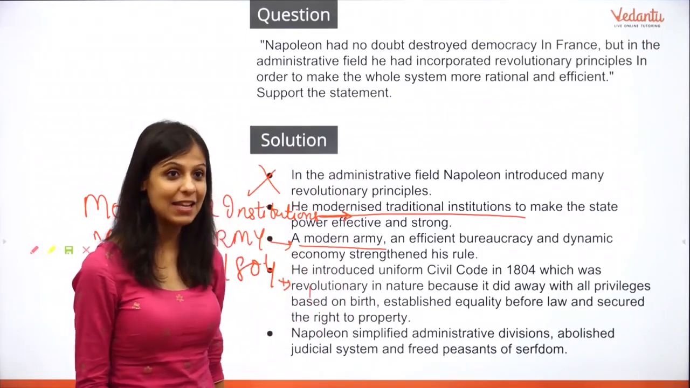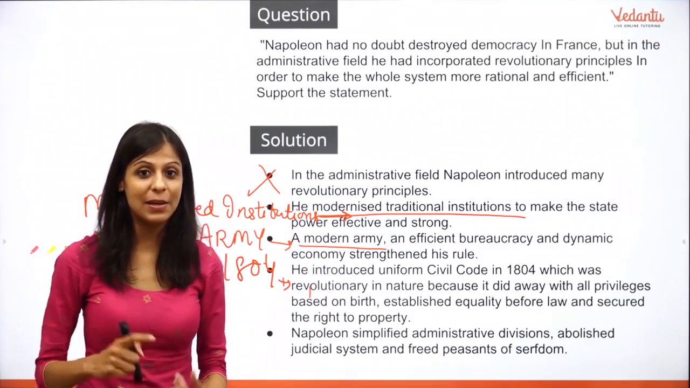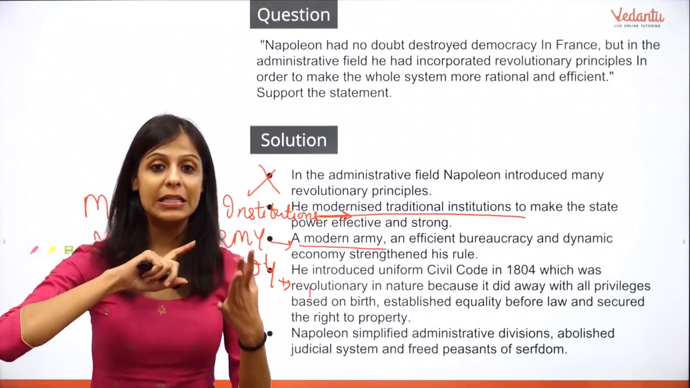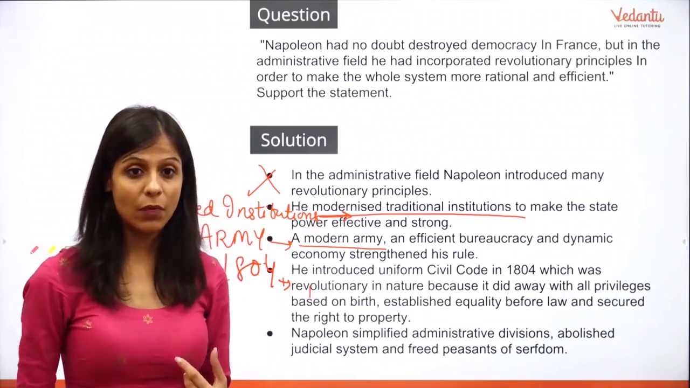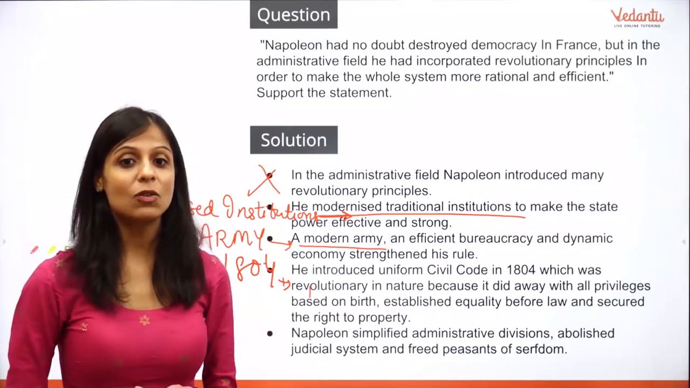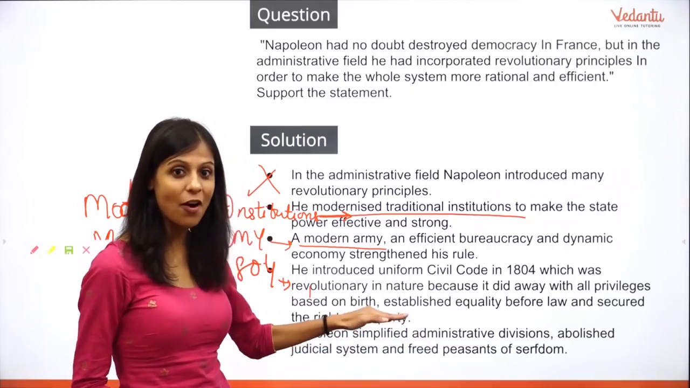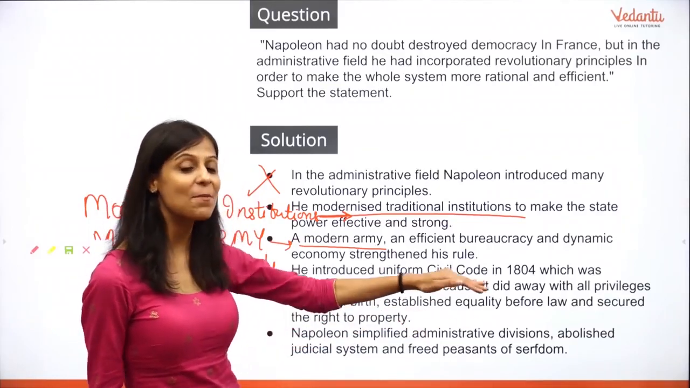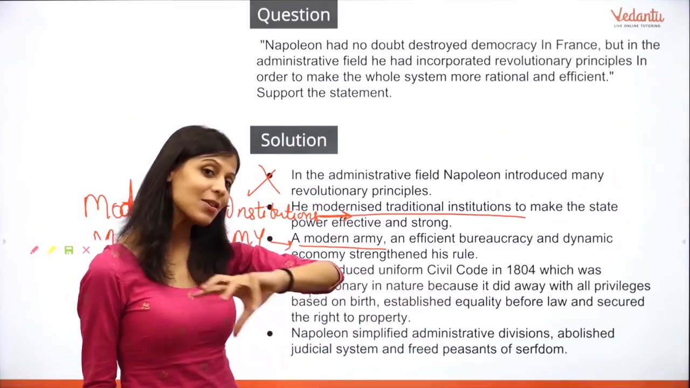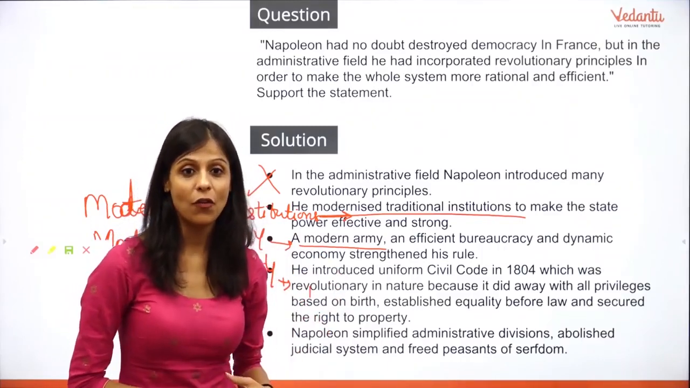BPL. Now what's BPL? Don't give this acronym as just BPL. B stands for, it did away with all the privileges based on birth. P stands for secure the right to property, and L stands for establish equality before law. So this is what Napoleon did in his civil code of 1804.